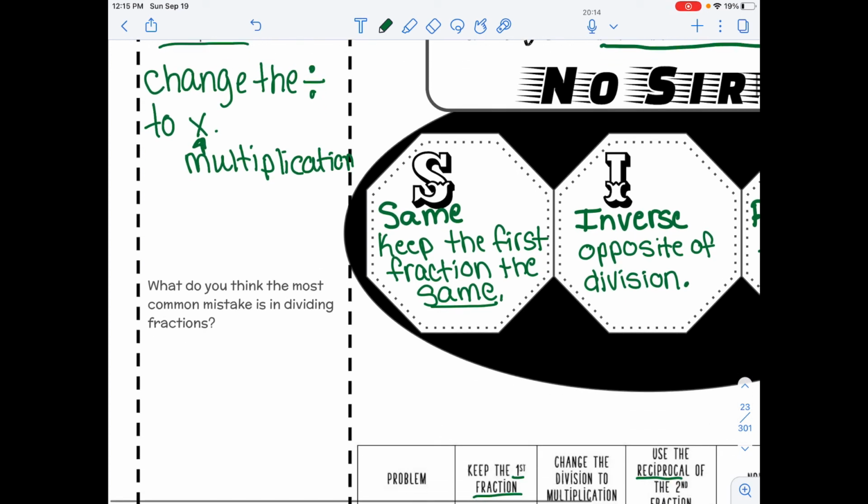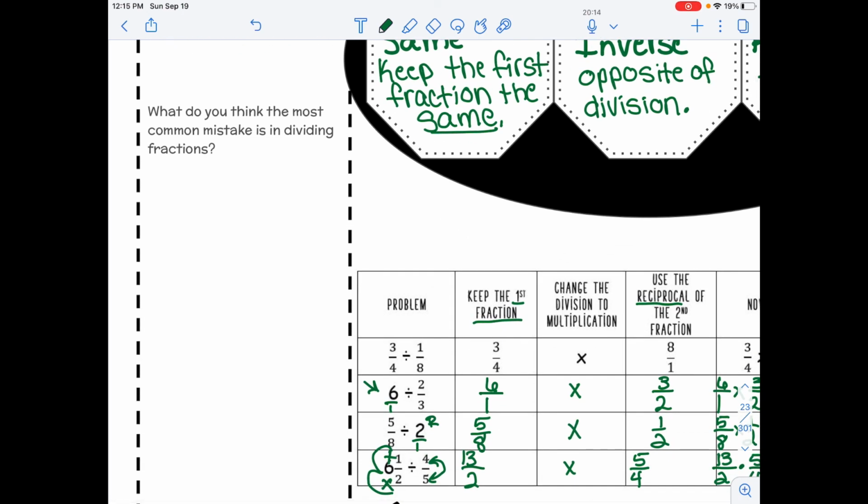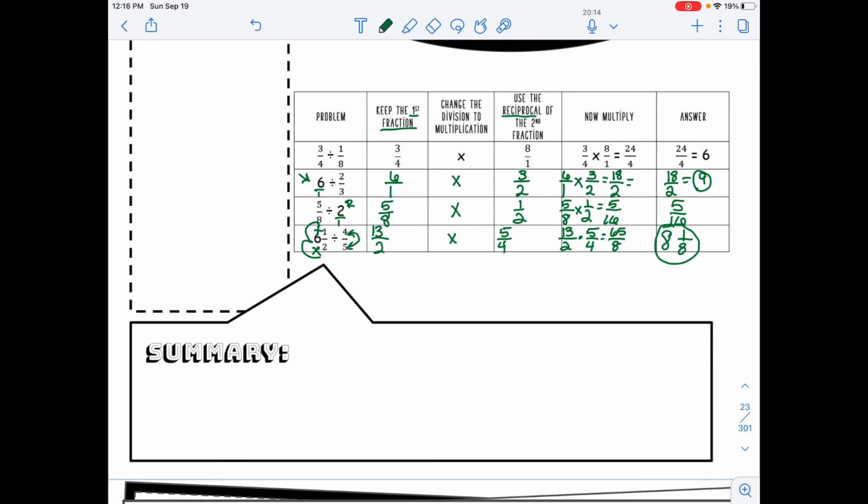All right, last question. What do you think the most common mistake is in dividing fractions? Well, I'm going to ask this in class. I want to know what you think the most common mistake is when dividing fractions. And also, don't forget your summary. What did you learn from this lesson? What did you take away from this lesson? Because I will be checking it in class.